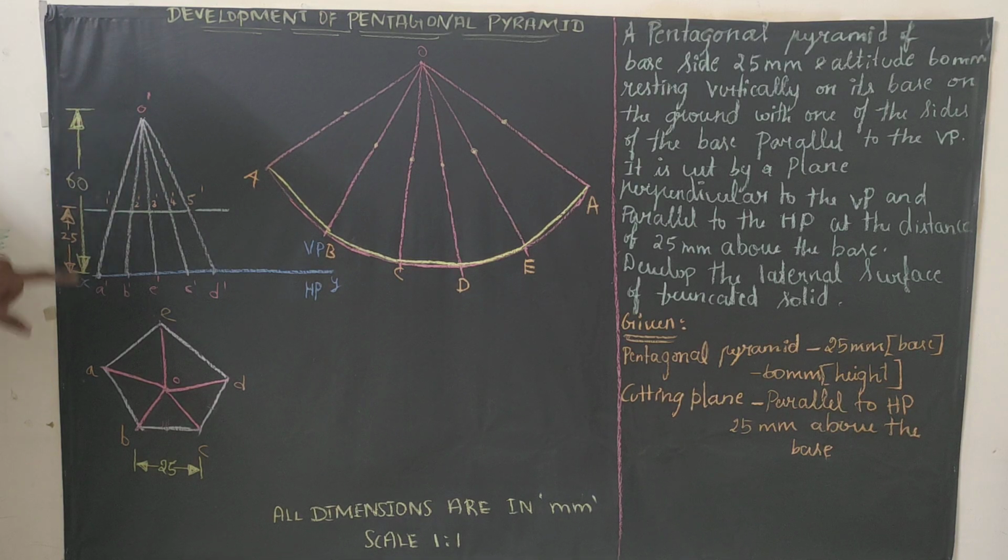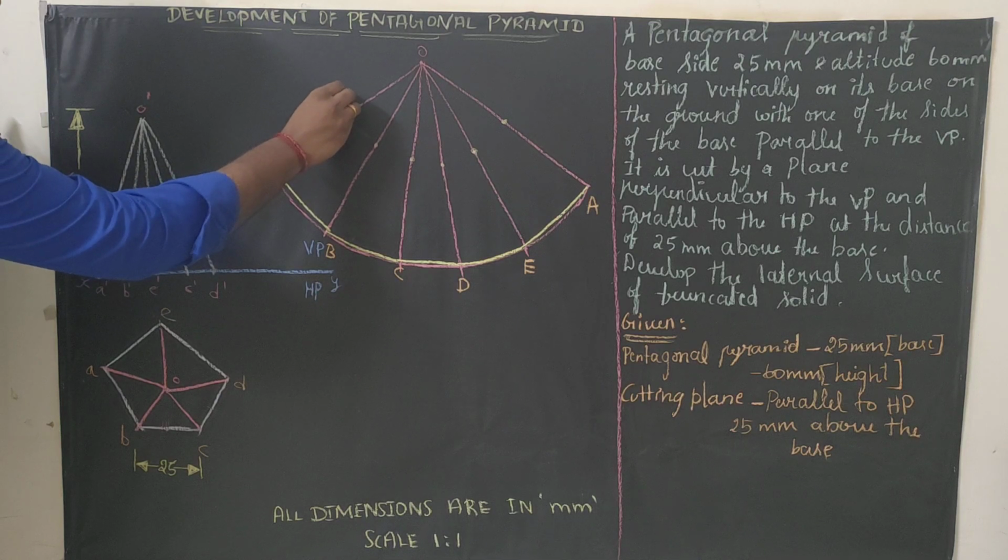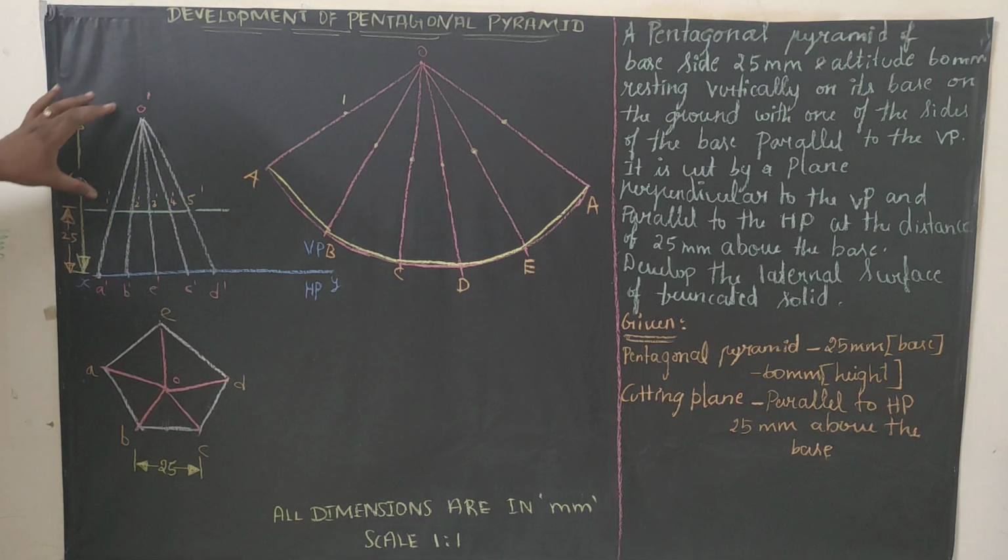See here, O dash to A dash, 1 dash is there. So measure O dash to 1 dash. For the same distance, keep a point and write it as 1. Okay. Next thing is measure O dash to 2 dash.